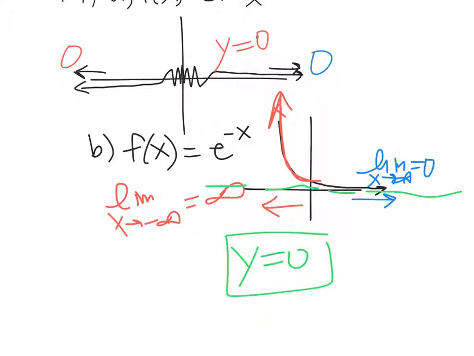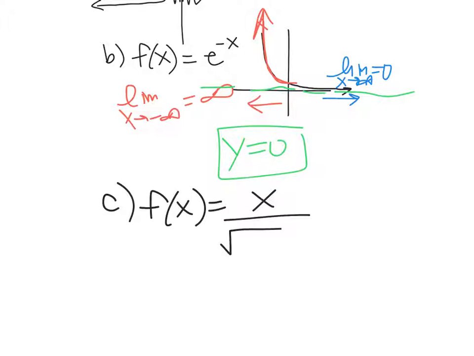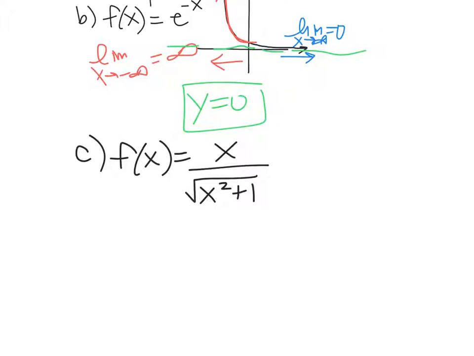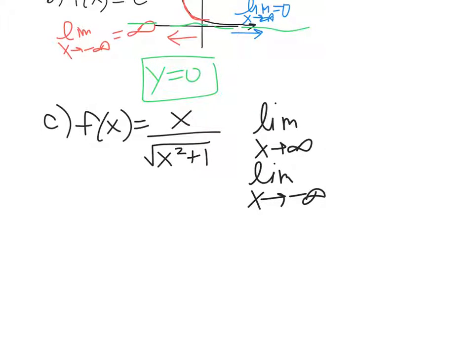All right, one more. You ready for this one? It's a good one. And it's your last one, so that's always good. Let's do f of x equals x over the square root of x squared plus 1. So we need to find three things. The limit as x goes to infinity, the limit as x goes to negative infinity, and any horizontal asymptotes.